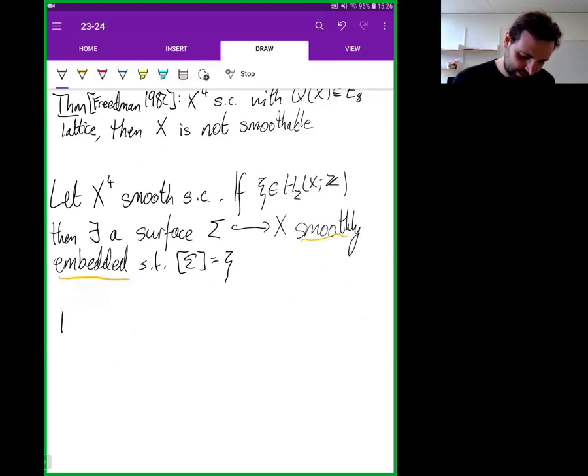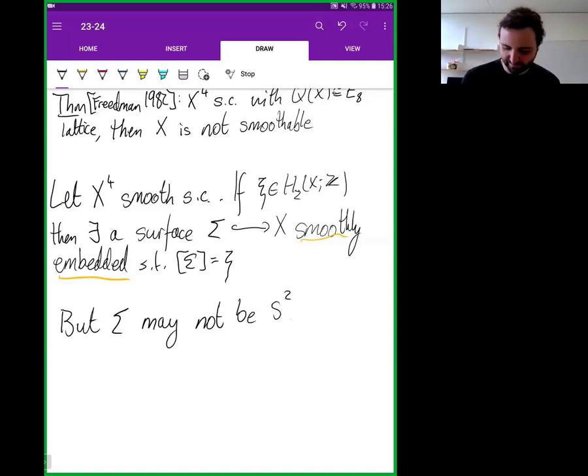But sigma may not be S2. This is the other thing: you might have to take some surface with lots of genus.